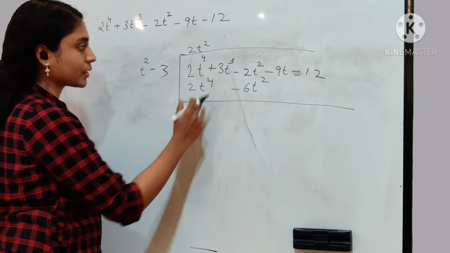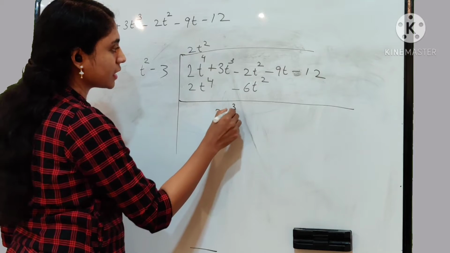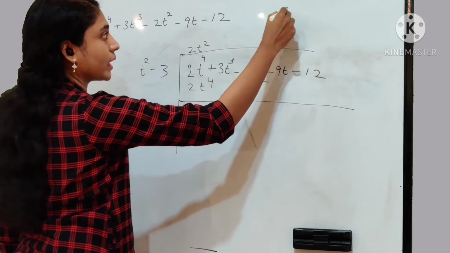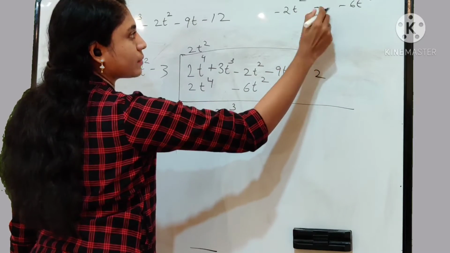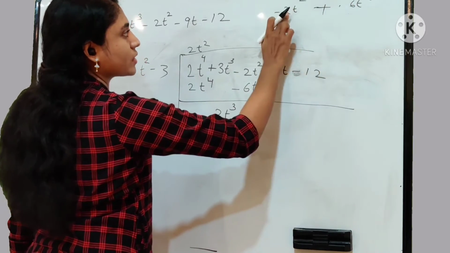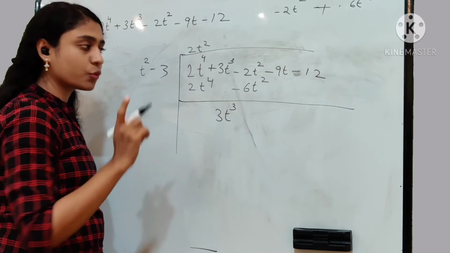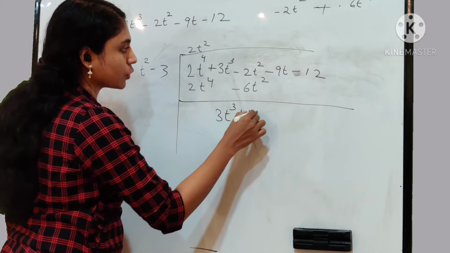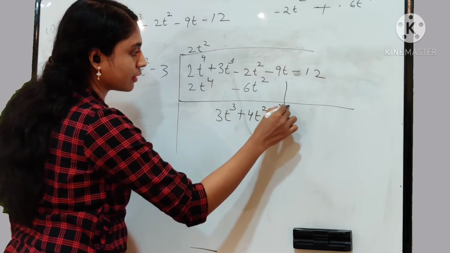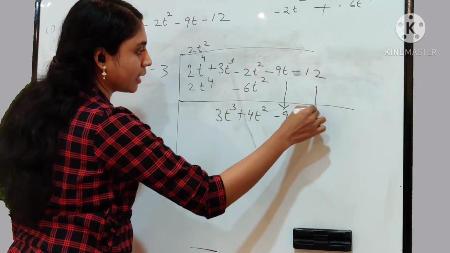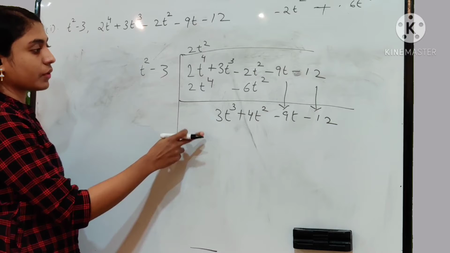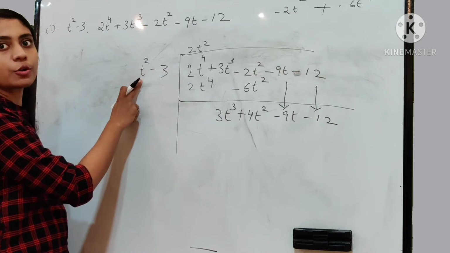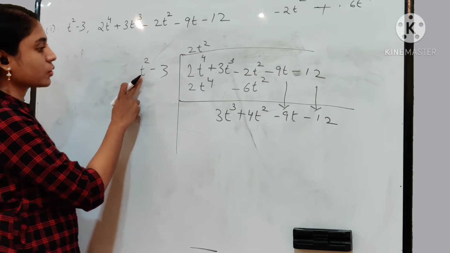Then do the subtraction. So here it becomes 3t cube. Then minus 2t square minus 6t square, we are subtracting. So this minus minus becomes plus. So minus 2t square plus 6t square, it is 4t square. So plus 4t square. Then write this one, minus 9t minus 12. Now again do the division. Why? Because the degree is higher than that of the divisor, right?